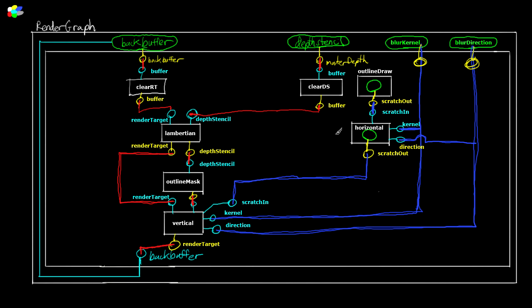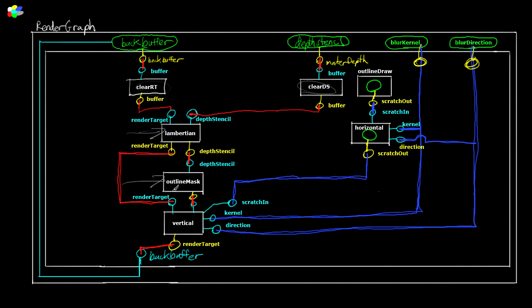So if we take a look at the most complicated render graph that we've created so far, we see how it looks in our new system. We already understand clear render target, clear depth stencil. They're just going to clear those buffers at the beginning of the frame. We do our Lambertian drawing. This is a render queue pass, so jobs from our geometry are going to be submitted here. Then for generating the outline mask, jobs are submitted here.